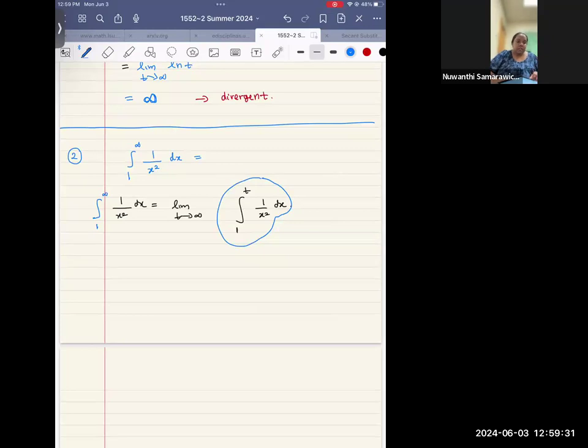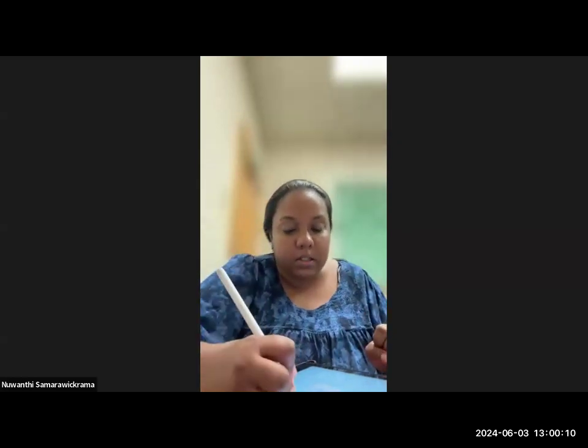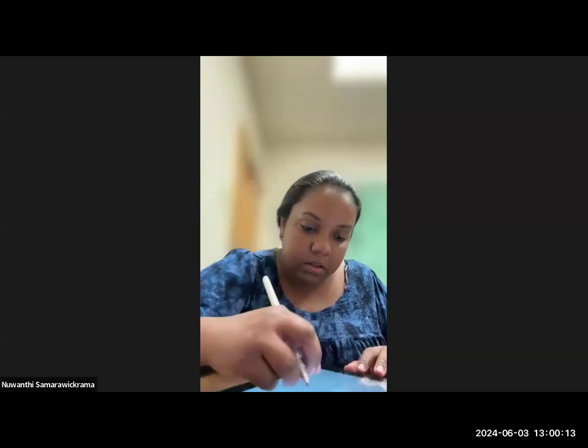So let's see. Just forget about the upper limit and the lower limit. Let's first find the integral of 1 over x squared dx. You can write this as x to the power -2, right? And then we just use the power rule. So here, -2 plus 1 gives x to the power -1. Plus c, but here in improper integrals, we don't consider the constant.